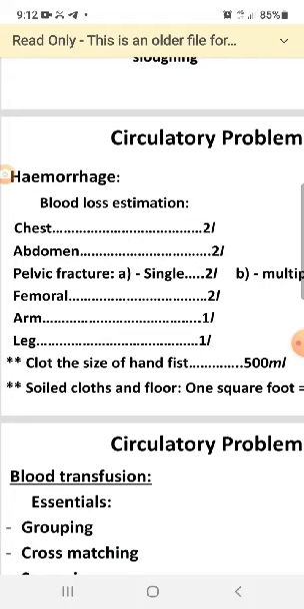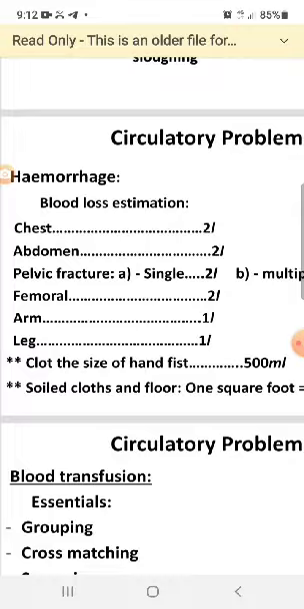If you have clotted blood on the floor or on the operating table or whatever, and the clot is the size of a fist, that means the size of a closed hand, it amounts to 500 mils.